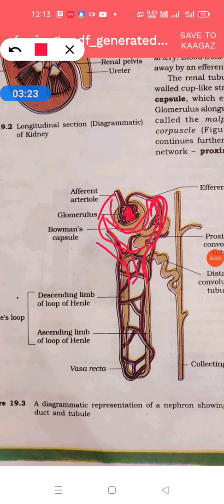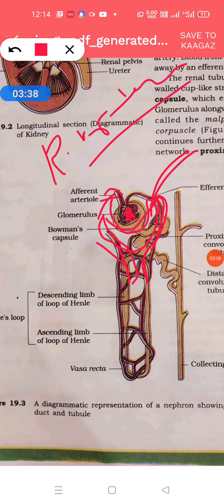Fifty to a hundred capillaries are present, and it is formed from the afferent renal arteriole and the efferent renal arteriole. What are the afferent and efferent renal arterioles? The renal artery enters the kidney; keep in mind, renal means kidney. The renal artery enters the kidney and divides into two branches, the afferent and the efferent. The diameter of the afferent renal arteriole is more than that of the efferent renal arteriole. The afferent renal arteriole brings blood into the glomerulus, and the efferent renal arteriole carries blood away from the glomerulus.